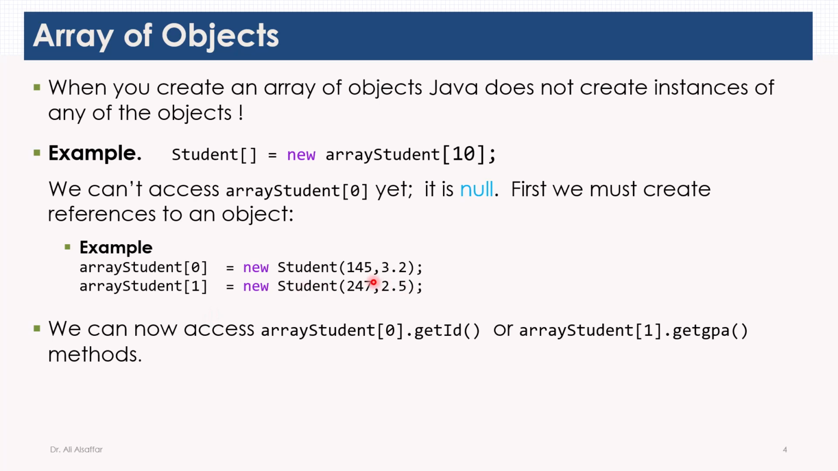For example, if you want to get the ID for the first student, first you have to locate its location, which is array student 0, then you write dot, and then you write the getter method for ID, get ID, and it will give you the ID. Or you can get the GPA of the second student. Where is the second object? It is pointed to by array student 1. So you write array student 1 dot get GPA.